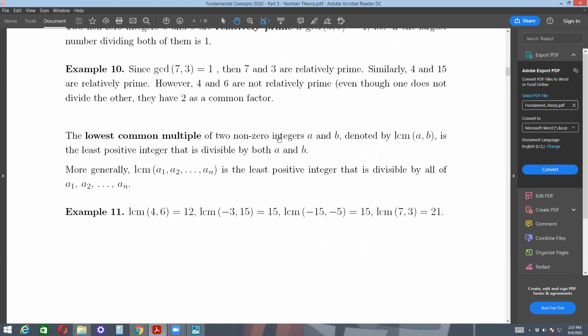All right, and then the lowest common multiple, the LCM, is just the smallest number that is a multiple of both of them. So for example, the LCM of 4 and 6 would be 12. 12 is the smallest number that is a multiple of both 4 and 6.